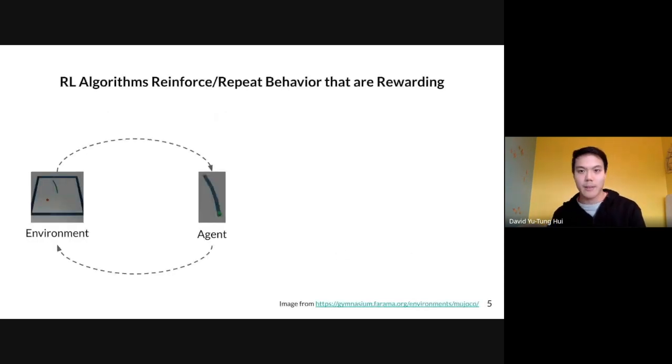So to begin with, I'll just introduce reinforcement learning. While I'm sure a lot of you are familiar with reinforcement learning, I just thought I'd go over this to introduce some notation that I'll be using in the rest of the presentation.